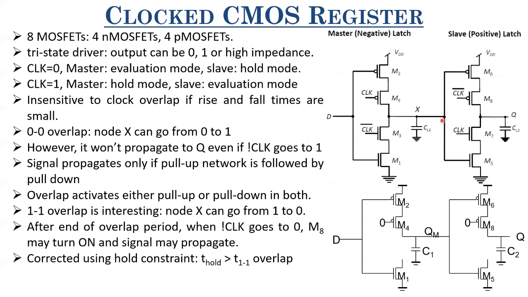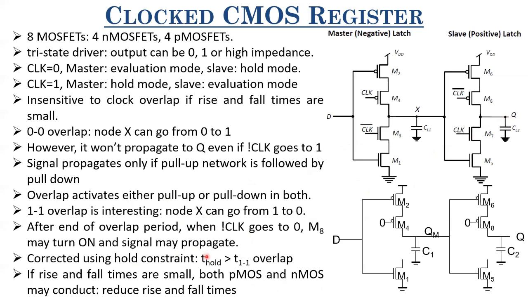This situation won't happen when Q is changing at the negative edge of the clock, right? So by giving this constraint, we can reduce, or even avoid, this 1-1 overlap. 0-0 overlap is already avoided, but 1-1 overlap can lead to some problem. It can lead to a change in the value of Q at the negative clock edge, which we don't want. So this can be taken care of by using a constraint on T hold, that is, T hold is greater than T11 overlap.